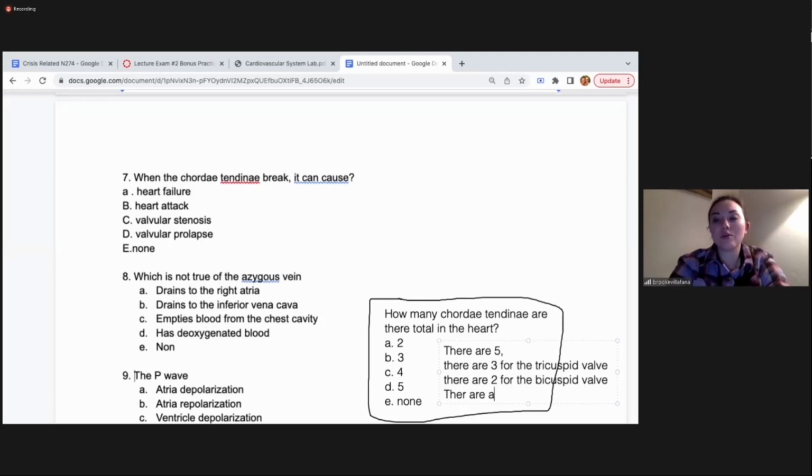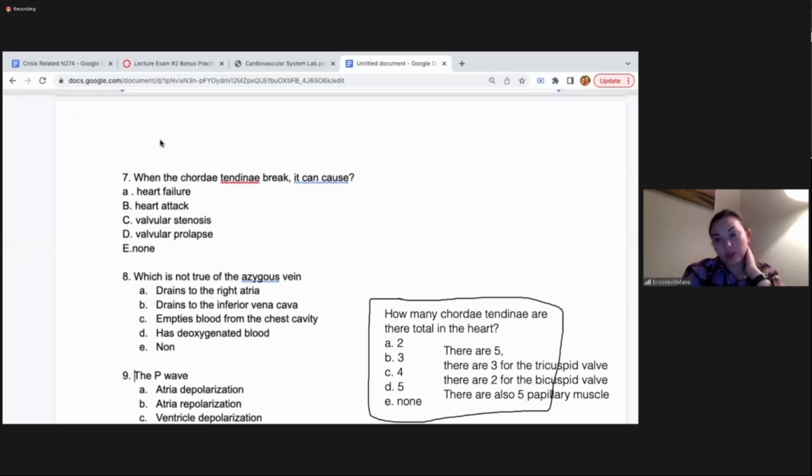There are also 5 papillary muscles. So if you're asked how many chordae tendineae are there for the tricuspid valve, it would be 3. How many papillary muscles for the tricuspid valve? 3. Good. So everybody, does that make sense? One chordae tendineae and one papillary muscle for each cusp of the valve.